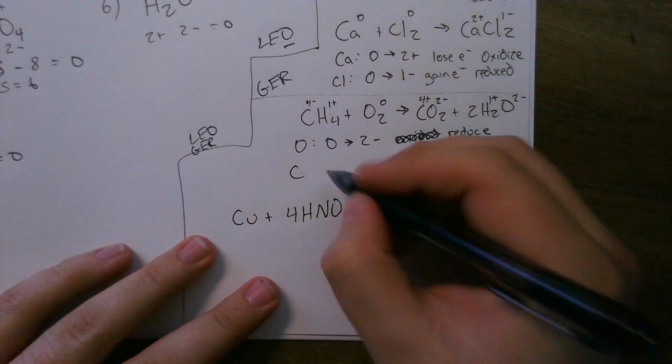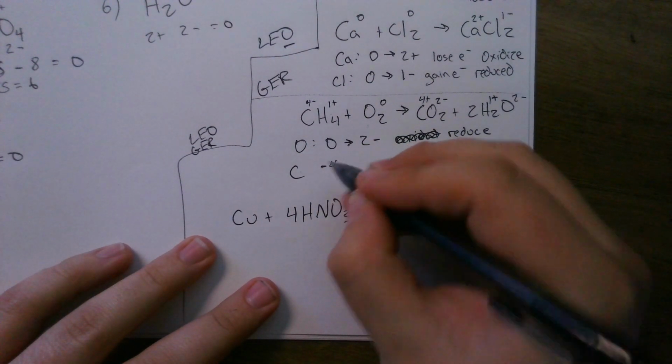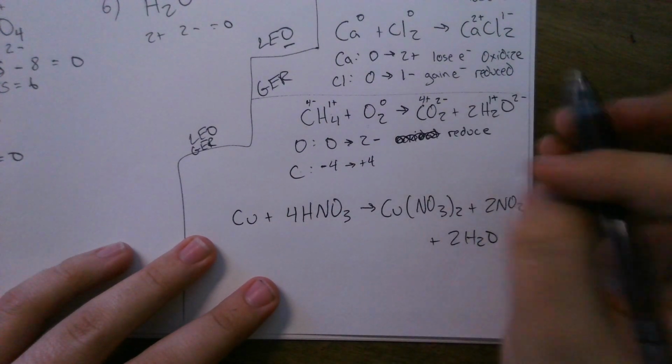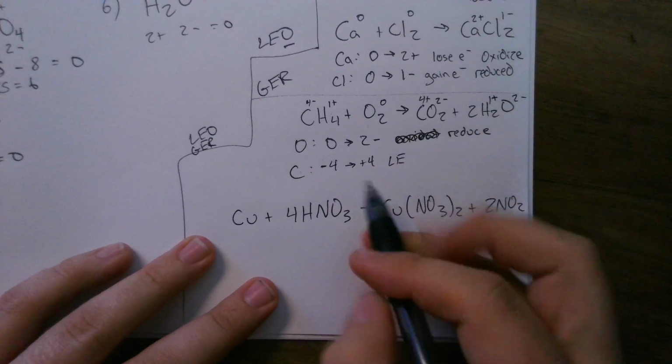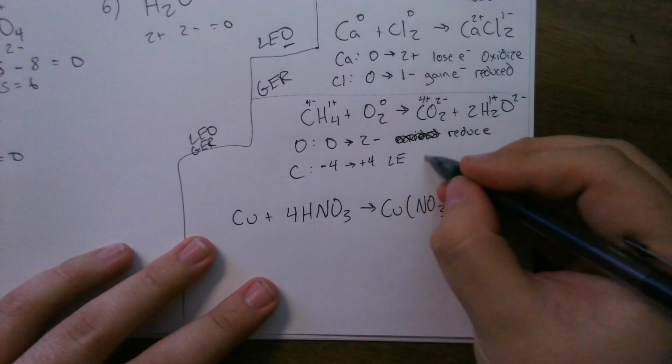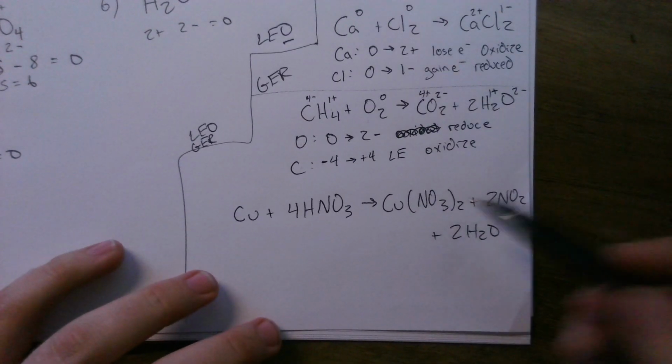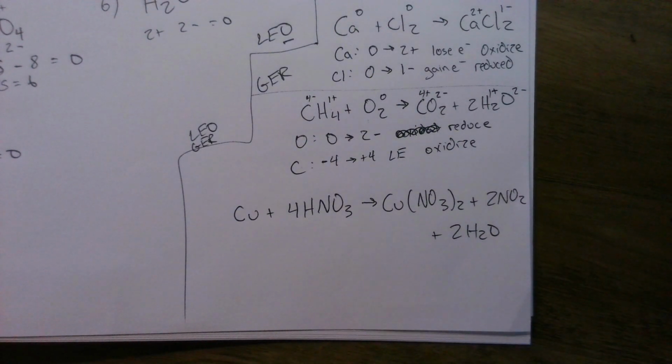So for carbon, going from -4 to +4, it's losing electrons. It's getting more positive. You lose electrons, oxidize. So there's always something somewhere that reduces or oxidizes in a redox reaction.